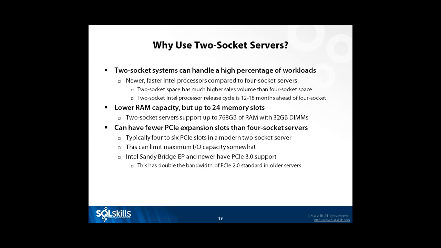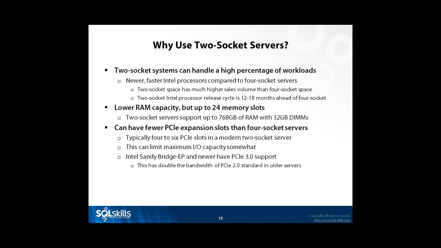And that's a huge difference, and that's something to pay attention to. And so right now, Intel has Haswell out for the 2-socket and the 4-socket space, and they're pretty equal. There's not a huge difference. But in about a month or so, they're going to release something called Broadwell in the 2-socket space that's going to open up that gap again. So that's something to pay attention to.